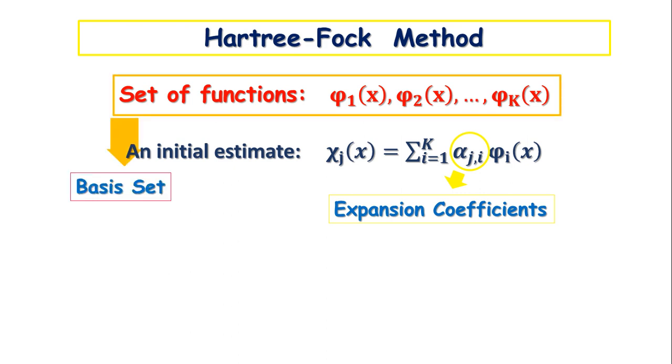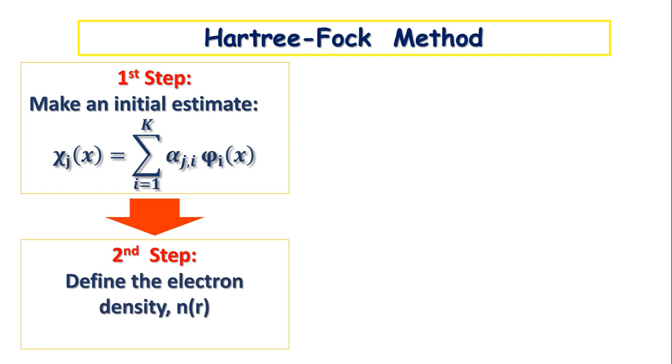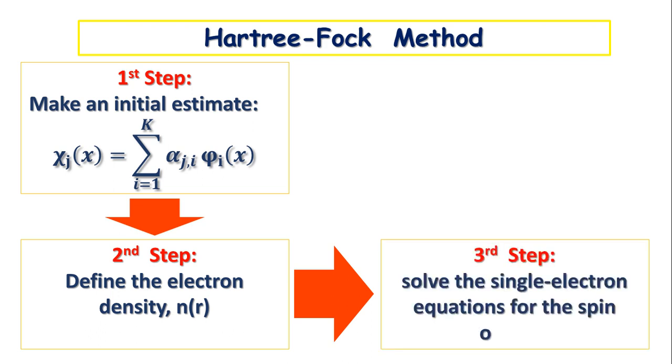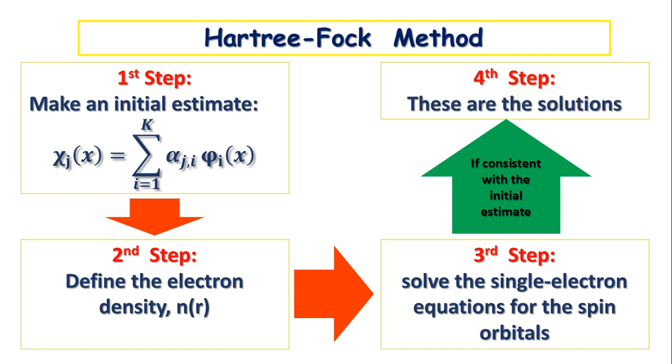To summarize the Hartree-Fock method step by step, at first you have to make an initial estimate of the spin orbitals chi j by specifying the expansion coefficients alpha. From the current estimate of the spin orbitals, define the electron density n. Then, in the third step, using the electron density from step 2, solve the single electron equations with spin orbitals. Now in the fourth step, if the spin orbitals found in step 3 are consistent with orbitals used in step 2, then these are the solutions to the Hartree-Fock problem.